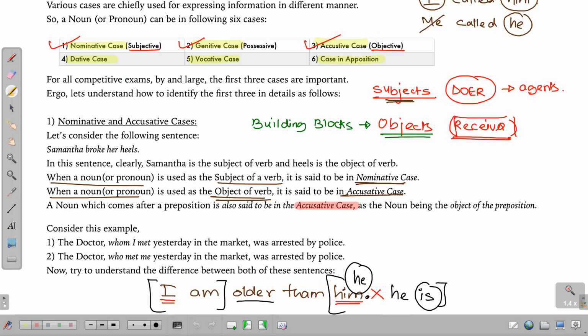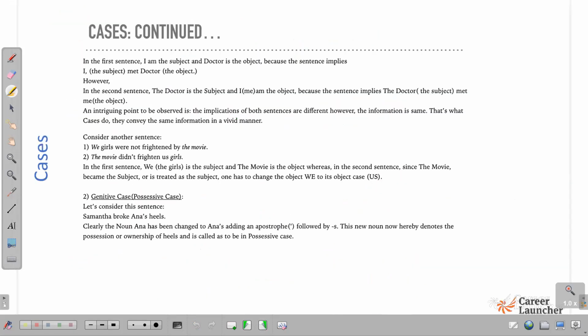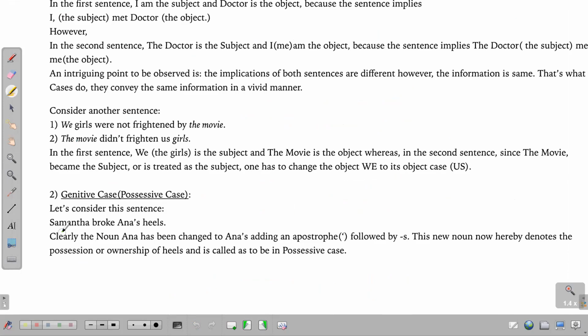Let's do the possessives. What are possessives? Possessives are words showing possession. So genitive is very simple. It just shows possession. For example, let's consider the example, Samantha broke Anna's heels. So Anna is addressed with an apostrophe, Anna's heels. So whose heels were they? Anna's heels, and therefore we use the apostrophe.